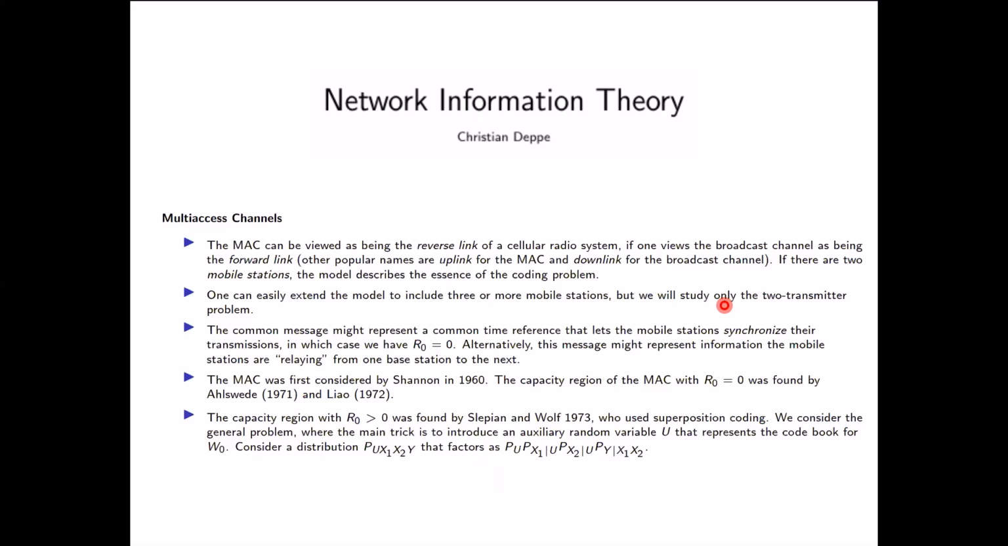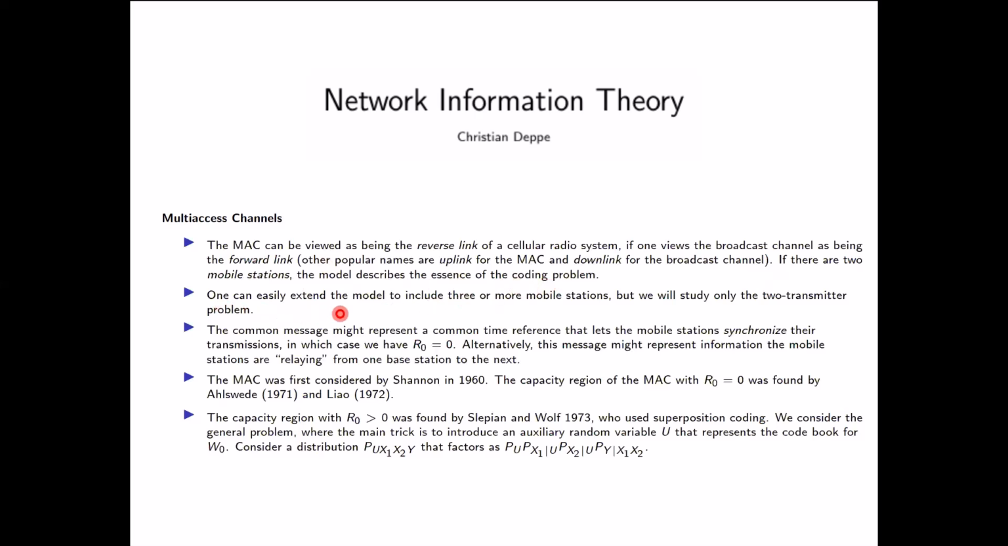So where does this model become practical? One thing one can do is view the MAC as being the reverse link of a cellular radio system. We saw that we can view this as a broadcast channel for the forward link. So it is somehow uplink and downlink: uplink for the MAC and downlink for the broadcast channel. If there are 2 mobile stations, the model describes the essence of the coding problem.